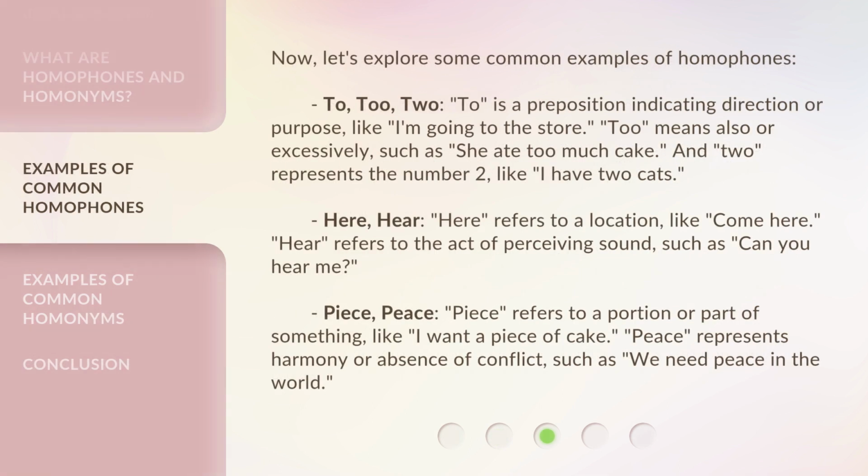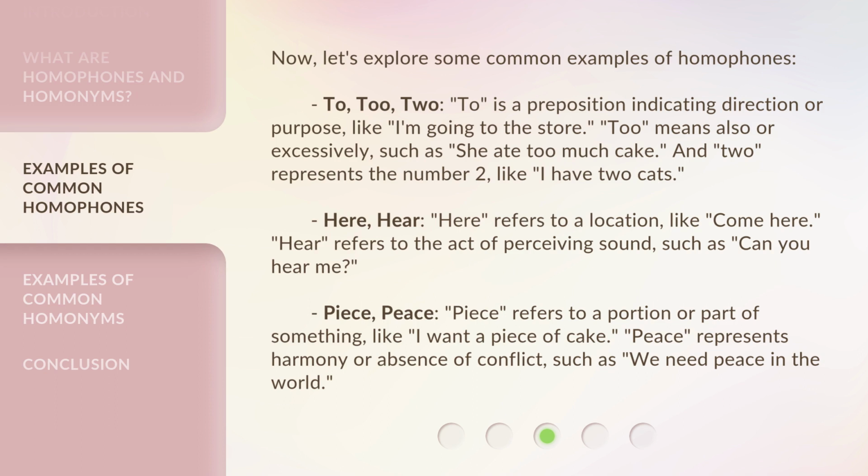Now, let's explore some common examples of homophones. To is a preposition indicating direction or purpose, like, I'm going to the store. Too means also or excessively, such as, she ate too much cake. And two represents the number 2, like, I have 2 cats.